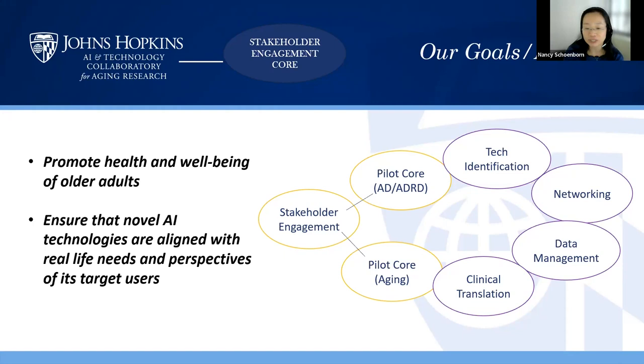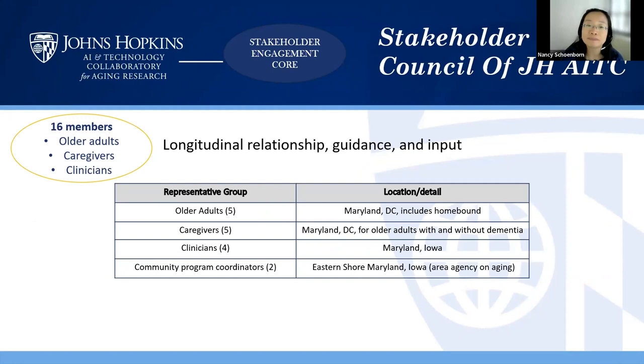So one major initiative of our core so far is to compose a stakeholder council, similar to the advisory board that Sato mentioned for the example projects she was discussing. Here we focused on older adults, caregivers, and frontline clinicians who take care of older adults, both those with dementia and without dementia, as those are the two main focuses for our pilot grantees.